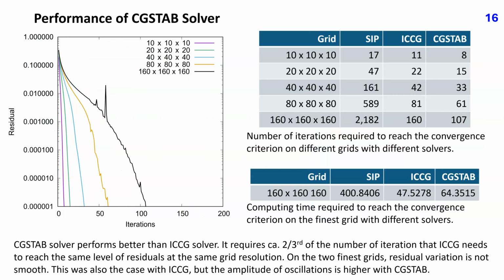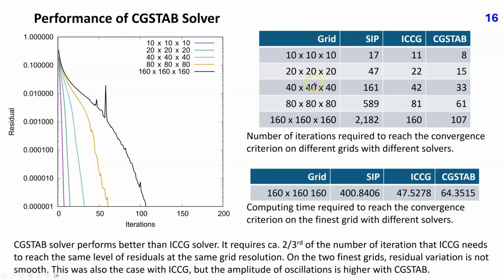The plot on the left shows the residual histories on all grids for CG stub solver. It needs less iterations to reduce the residual norm 6 orders of magnitude than ICCG solver, but oscillations for the 2 finest grids are more pronounced.